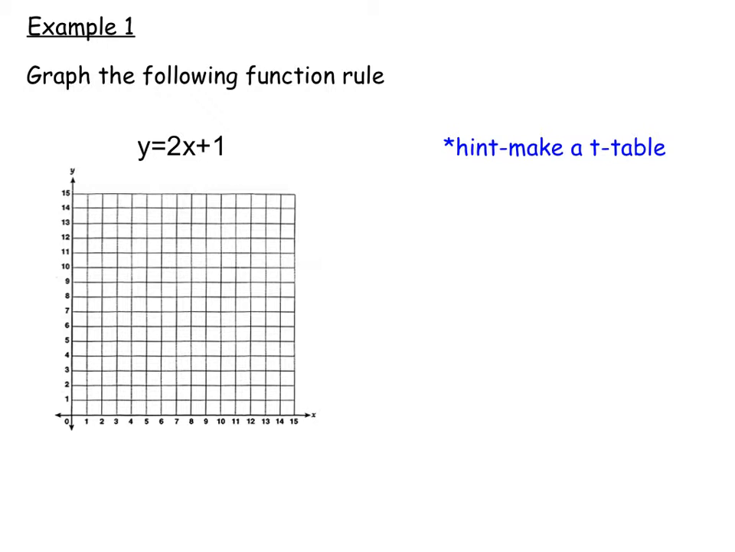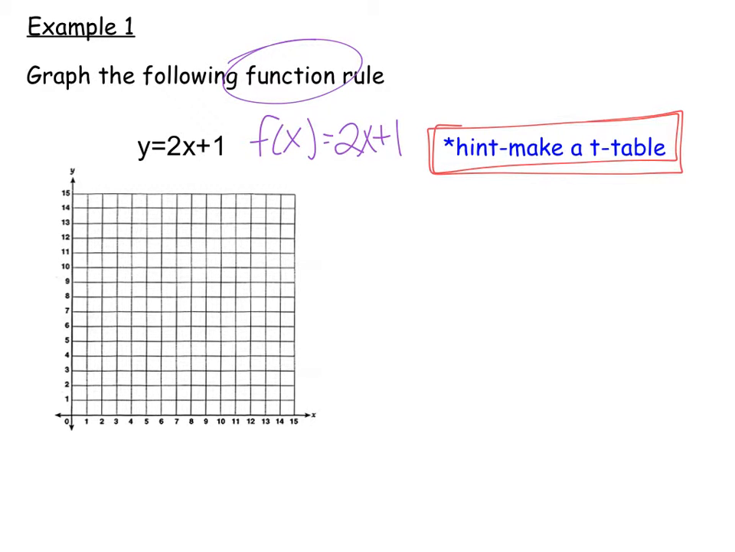And so we're actually going to go ahead and jump into our first example where we have to graph the function row. And so we have y equals 2x plus 1. Also, since we know it is a function, we could say f of x equals 2x plus 1. It really doesn't matter, but you might see both or either of them. And if you notice over here, we have a hint. It says to make a t-table to plot points. And that's always what we're going to want to do.